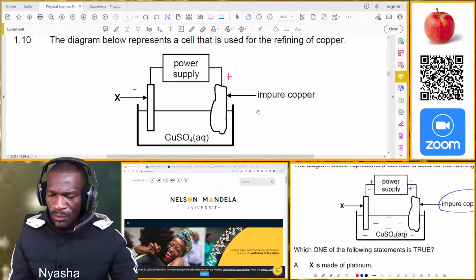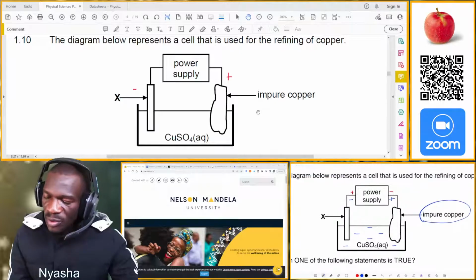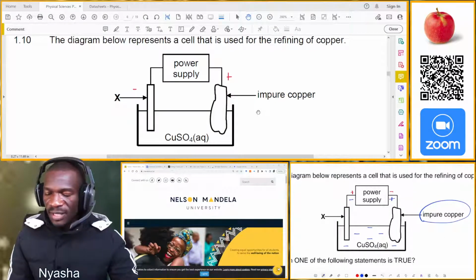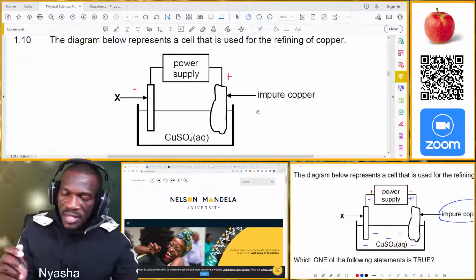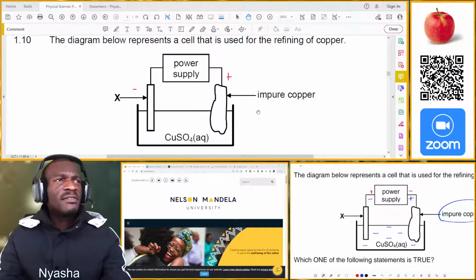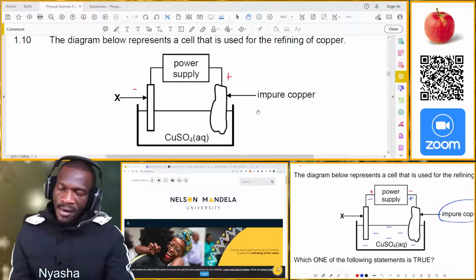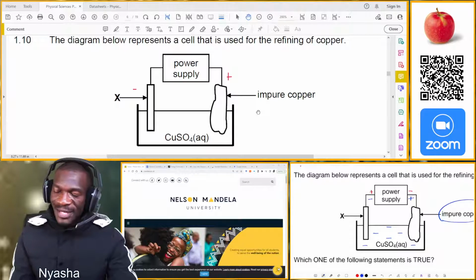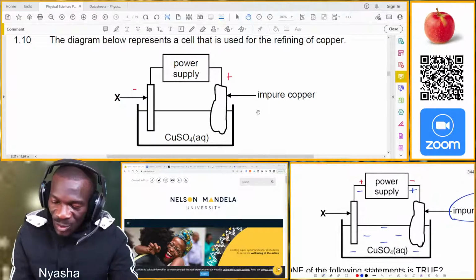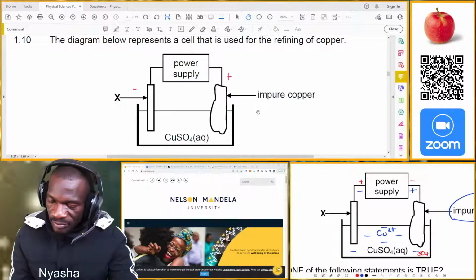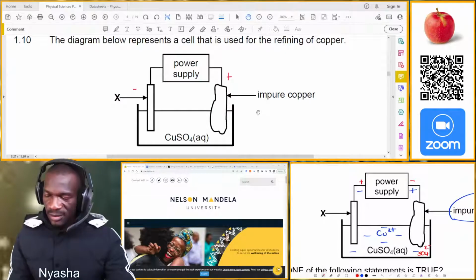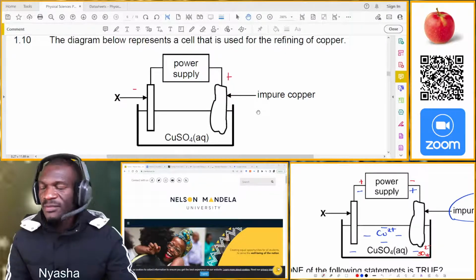Right, so if we were to purify this copper with a power supply unit, before we even look at the statements, let's try to reason out the process. If you are to power this, it's obvious that within the solution you have some copper 2+ ions and some sulfate ions. Now, let's just make that a proper subscript.